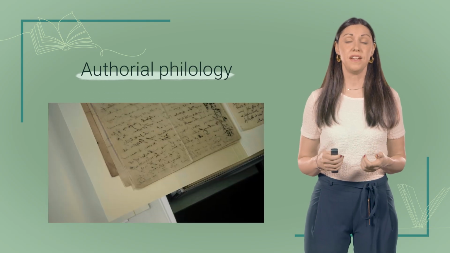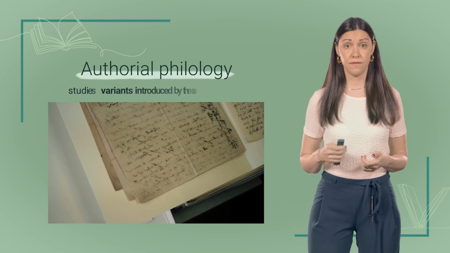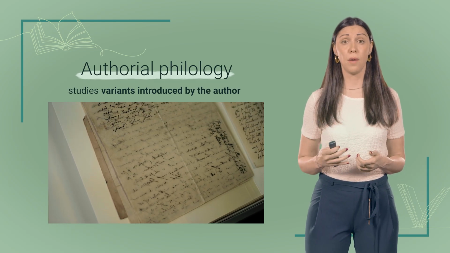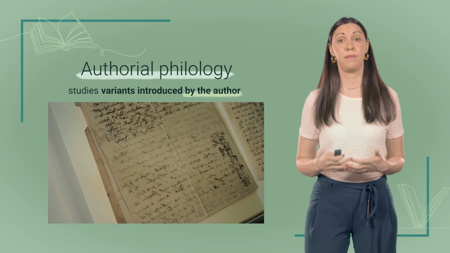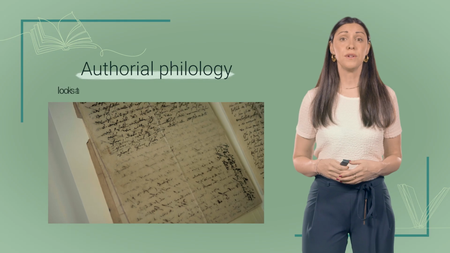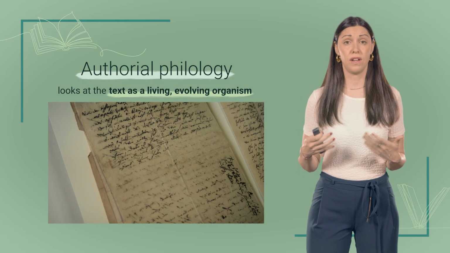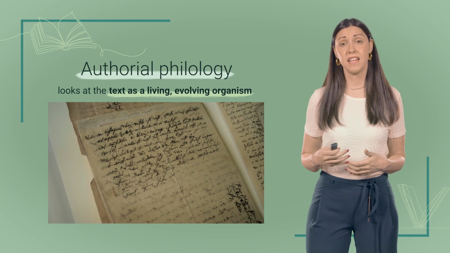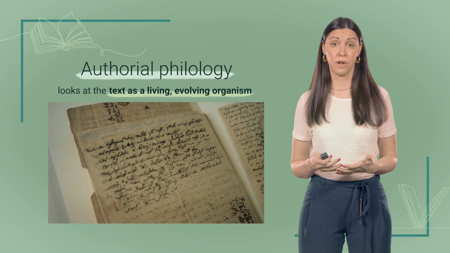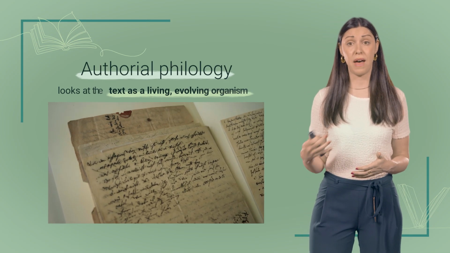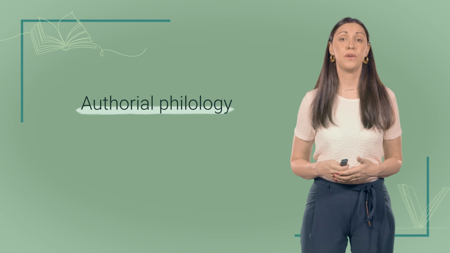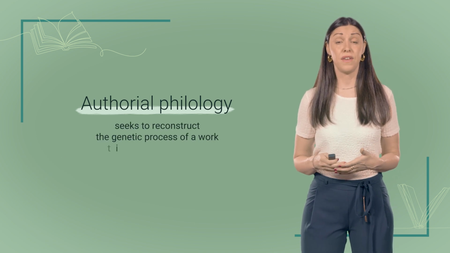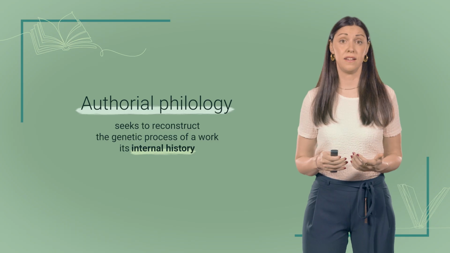Authorial philology is the branch of philology that studies variants introduced not through the process of transmission or copying, but intentionally by the author. It looks at the text as a living, evolving organism, investigating how authors rewrite, revise, rethink, and reshape their work, sometimes over a period of many years. Authorial philology seeks to reconstruct the genetic process of a work, that is, its internal history.